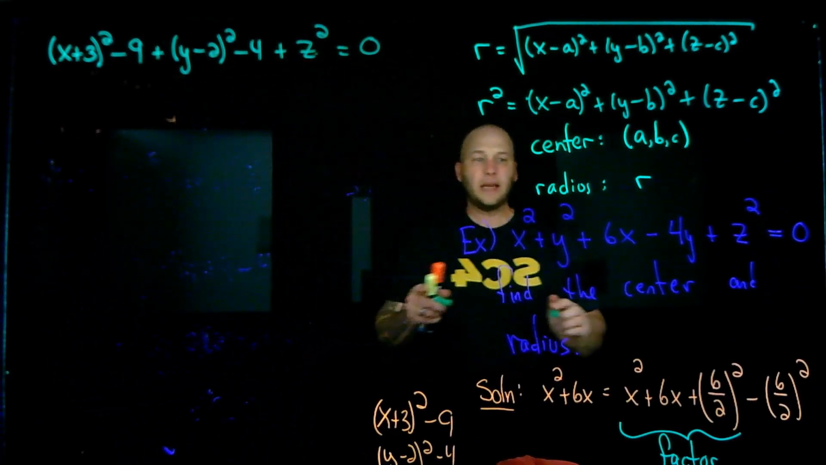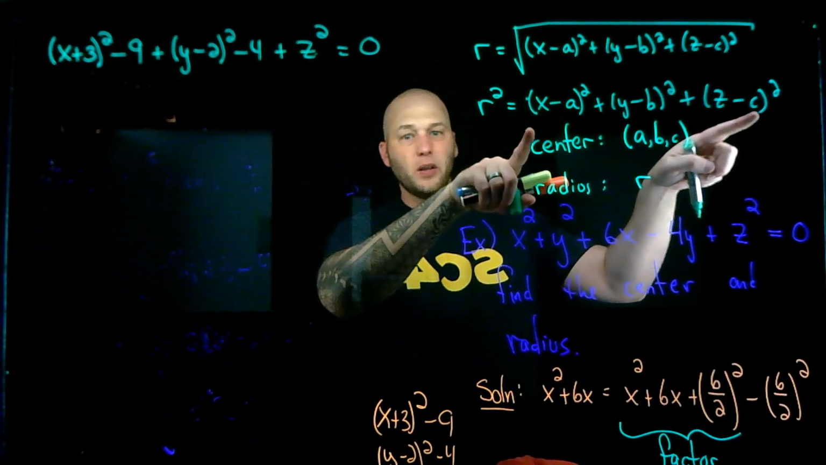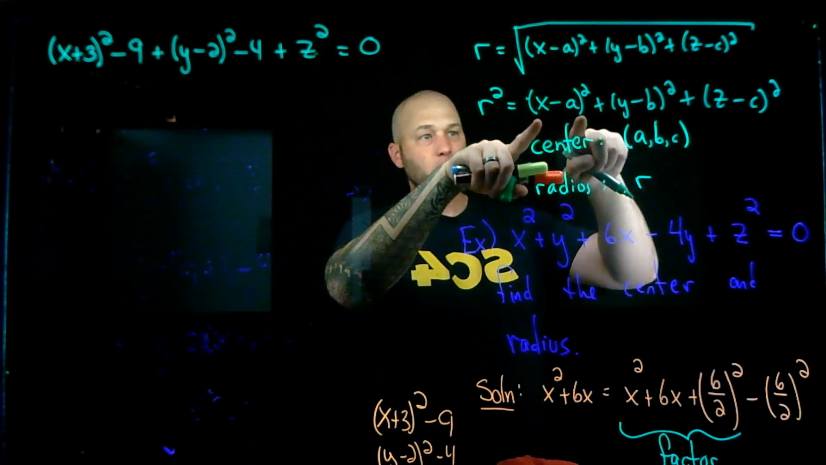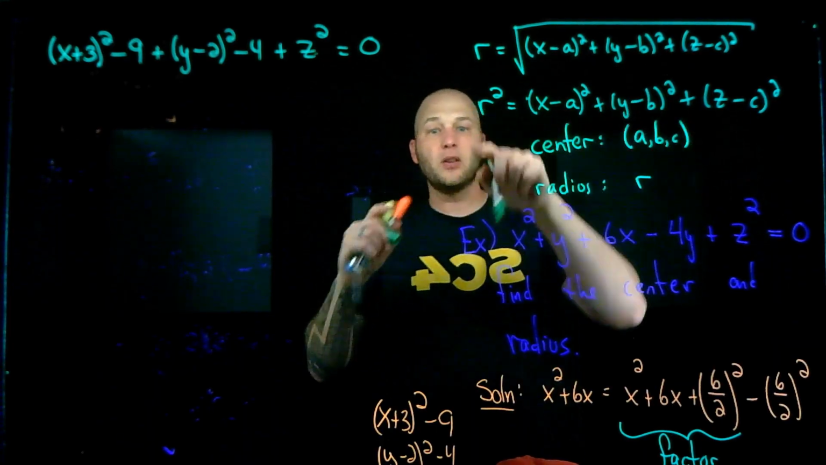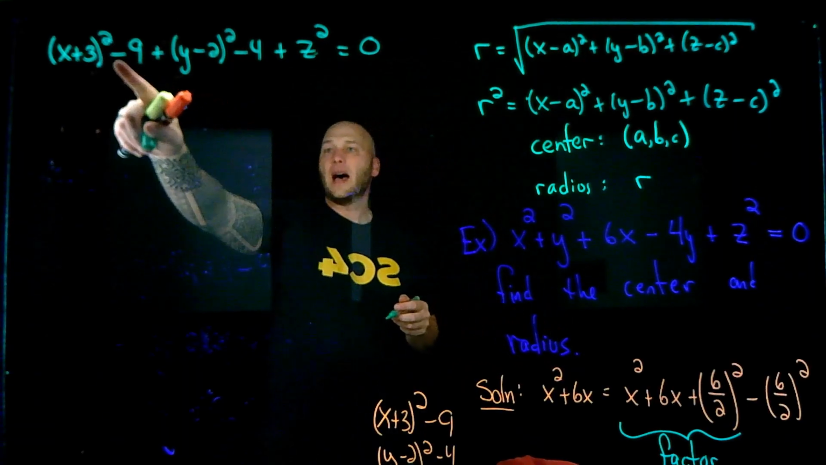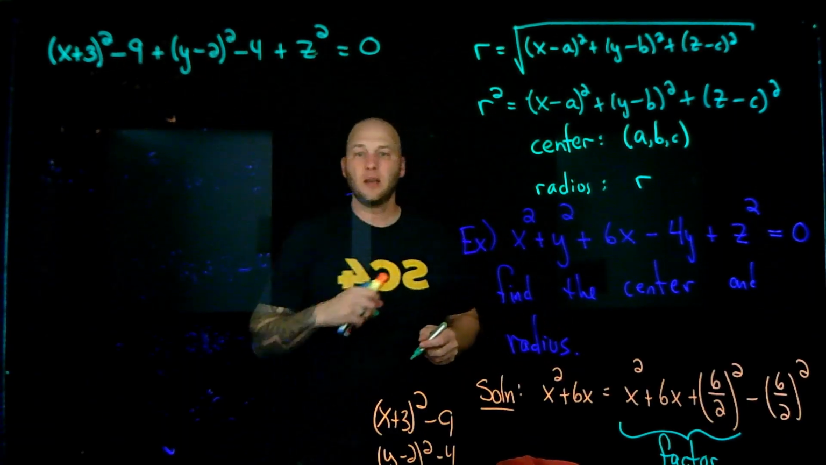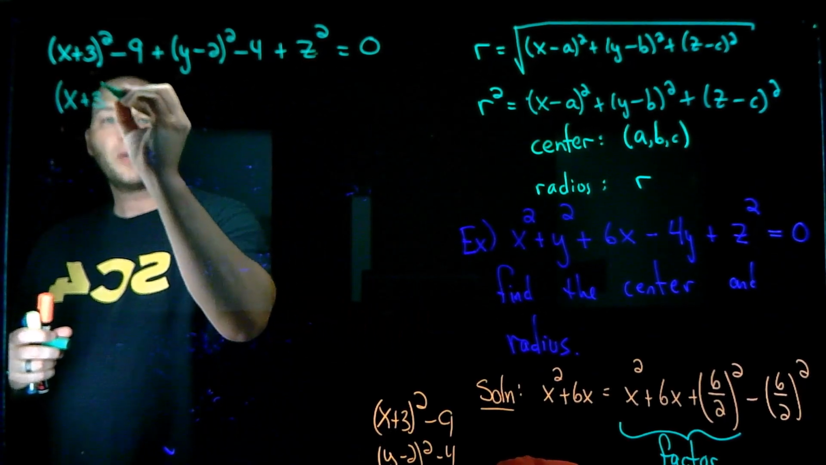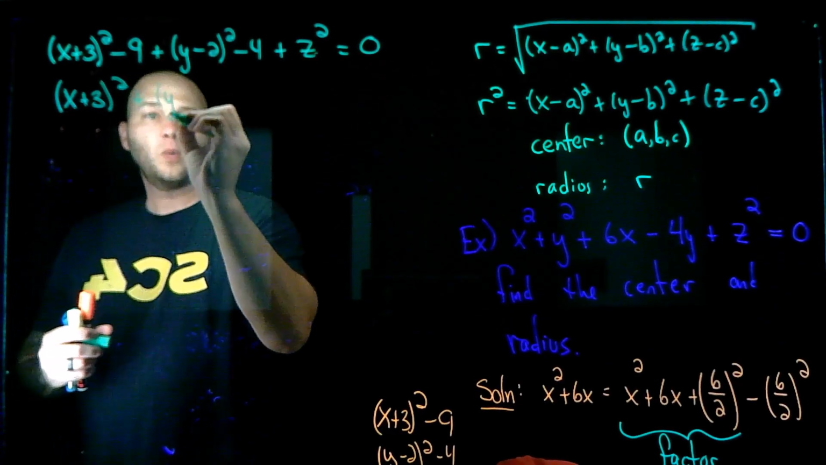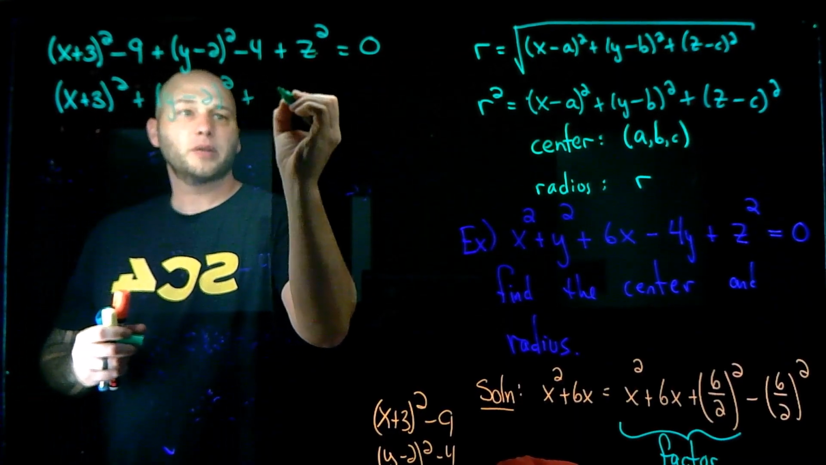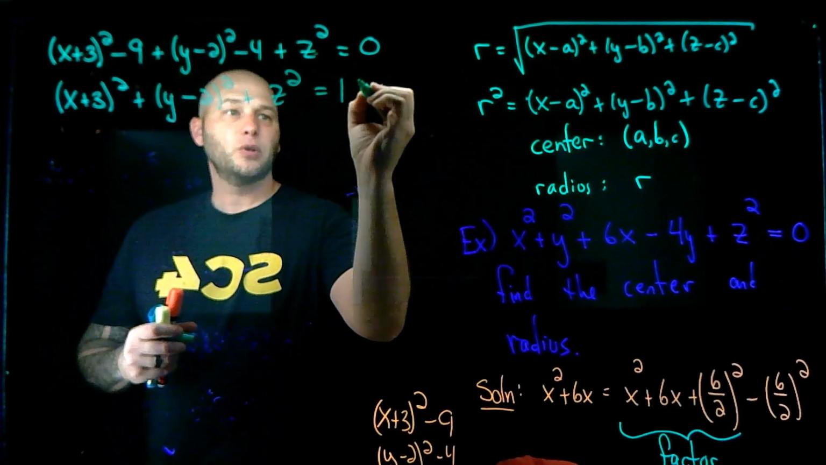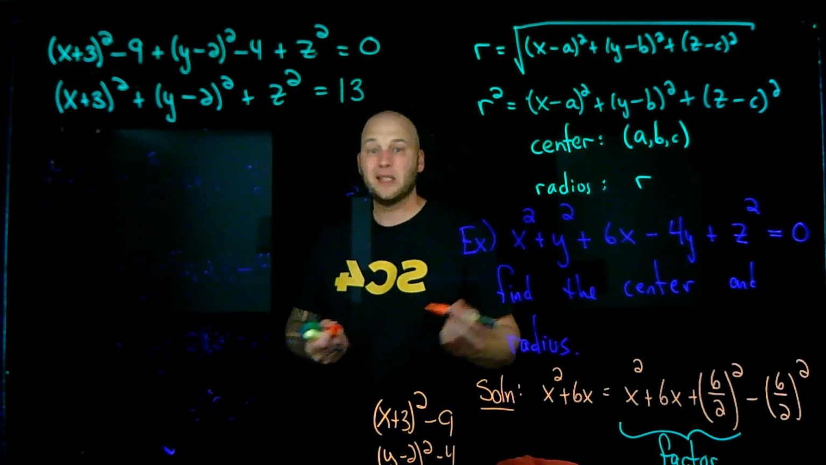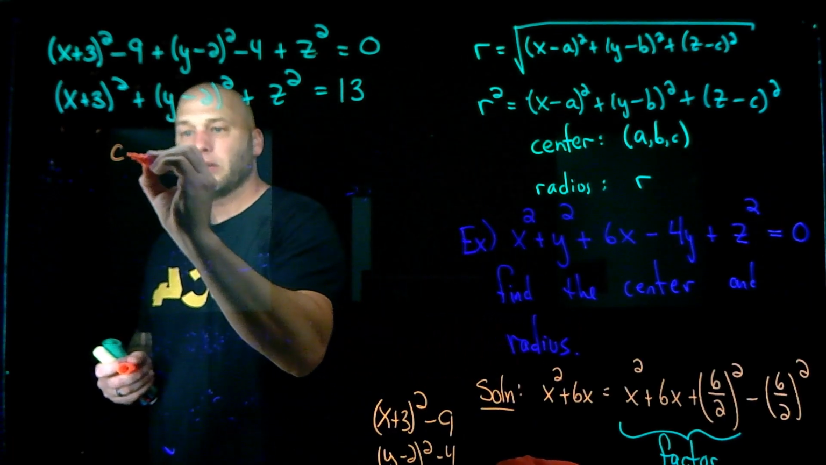All right, now what I need to do is put this equation in this form, which means all I have on the one side with the variables is just these squared terms, and then the other side is all the constants. So the -9 and the -4 is going to get added to the other side. I've got x plus 3 squared plus y minus 2 squared plus z squared is equal to 13. All right, now from this we should be able to pick off the center and the radius of the sphere.